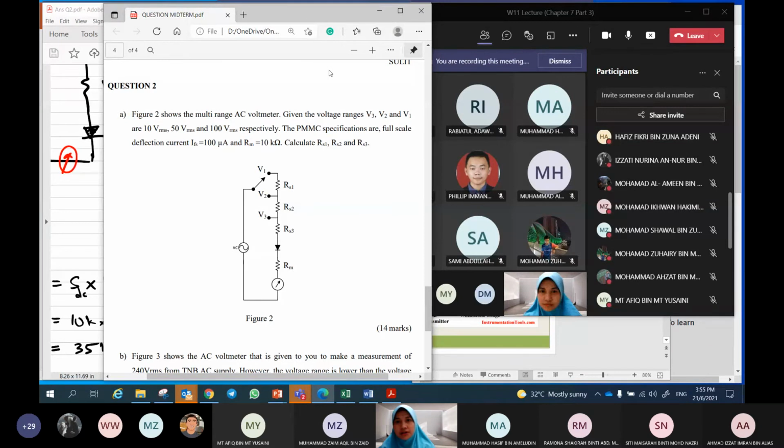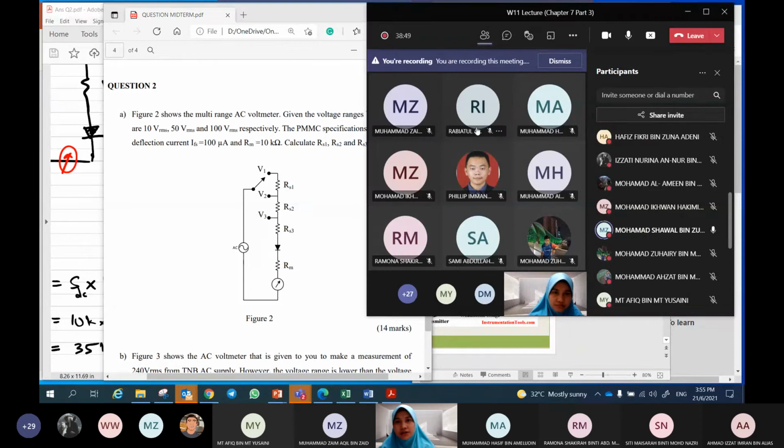Okay, now we tap the selector at V2. What are the resistors involved in the circuit now?